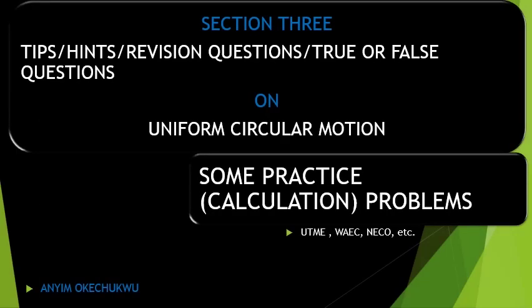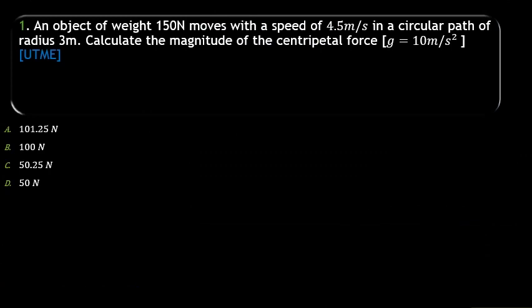Right. So this is in section 3. Okay. This section 3, tips, hints, revision questions, true or false questions on uniform circular motion. And the first question here says an object of weight 150 newton moves with a speed of 4.5 meters per second in a circular path of radius 3 meters. Calculate the magnitude of the centripetal force.